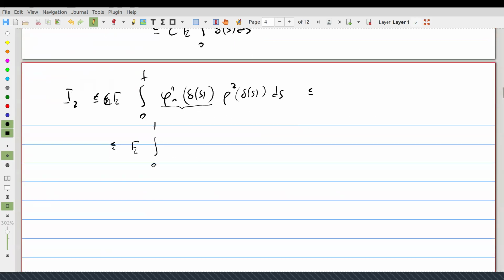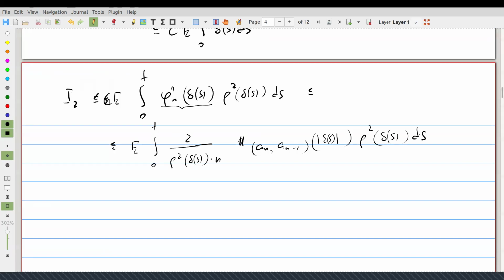Integral from 0 to t, 2 over rho squared delta S times n, indicator. Yes. Now obviously this cancels with this. This doesn't matter. This is less than effectively 2tn, and this goes to 0 when n goes to infinity.